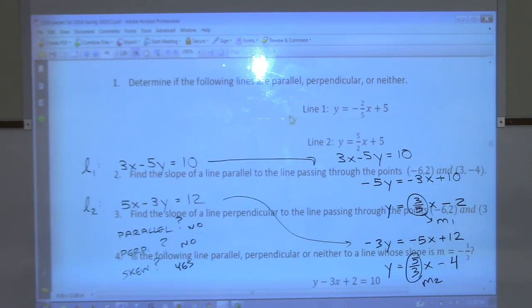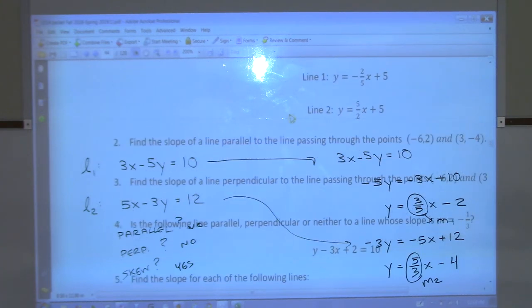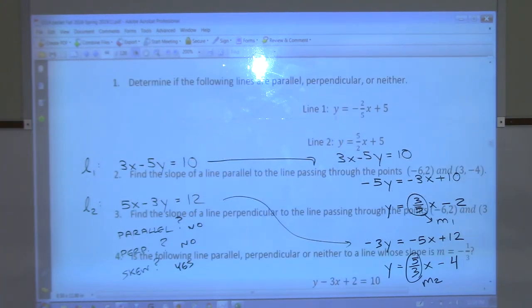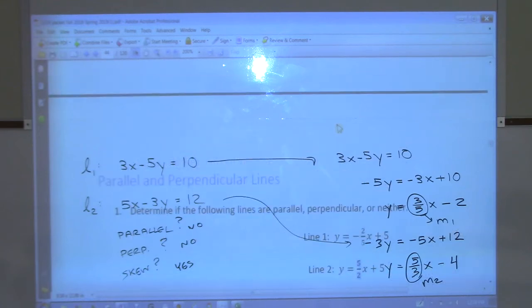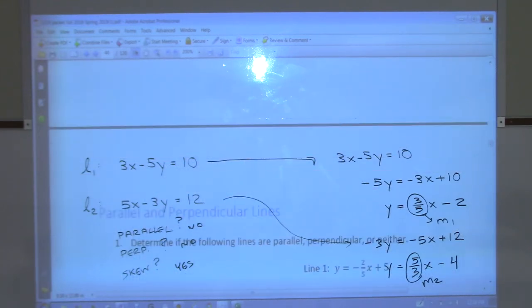Parallel and perpendicular. Here they give you two lines and ask you: can you tell if those lines are parallel, perpendicular, or skew? Look at this one right here. These are perpendicular. The slope of this one is -2/5, and this one is 5 over 2. So that's perpendicular. All right.